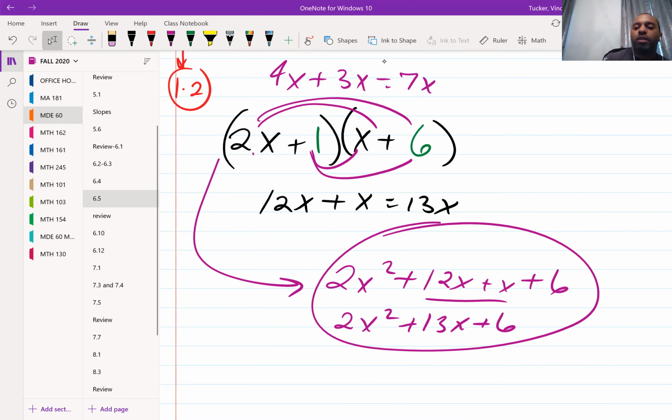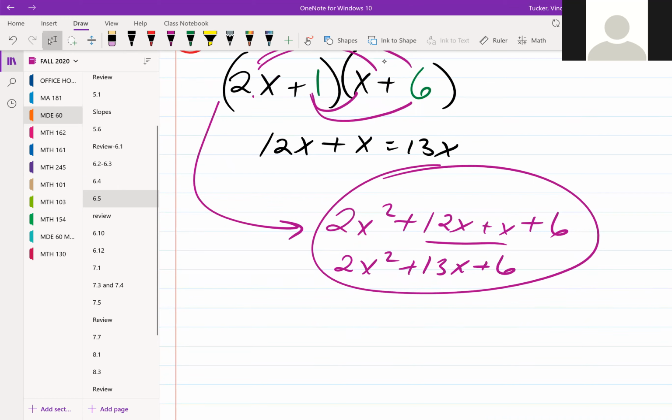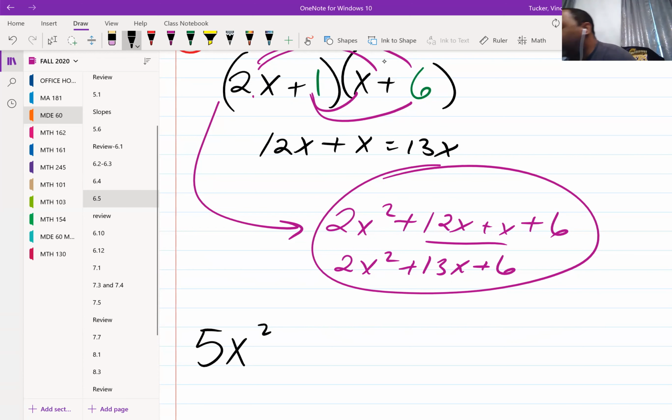So let's do another one. Everybody good with this one before we do another one? All right. Now, if this is your first time seeing this in a long time or first time seeing it, period, don't be too hard on yourself. You always want to give yourself a chance.